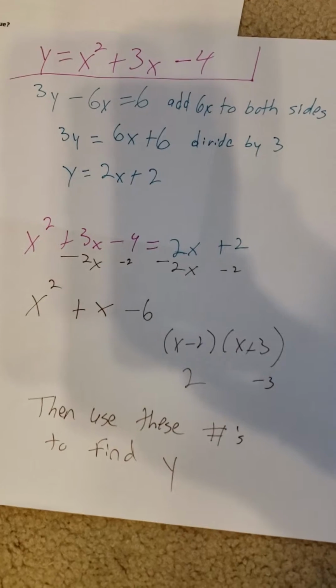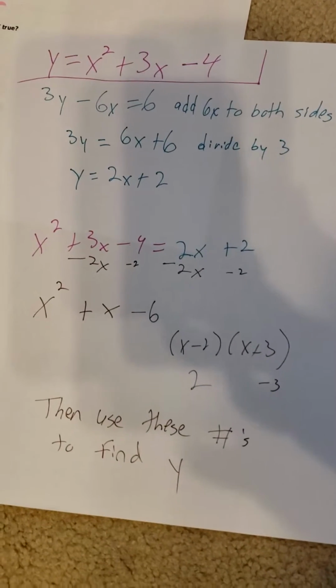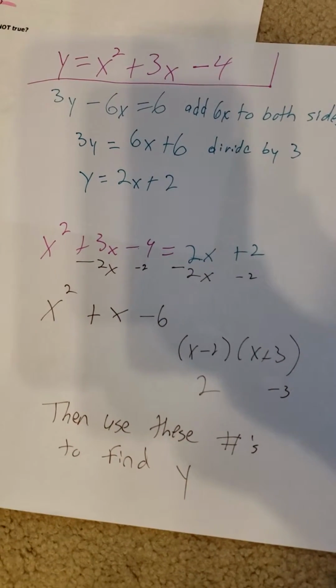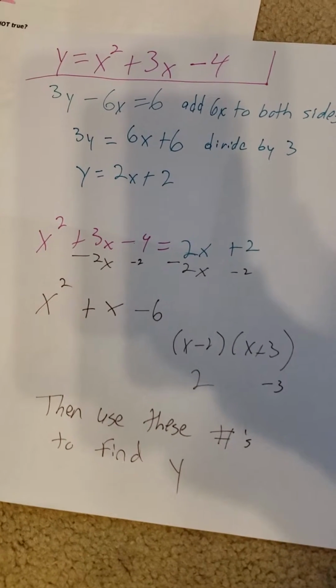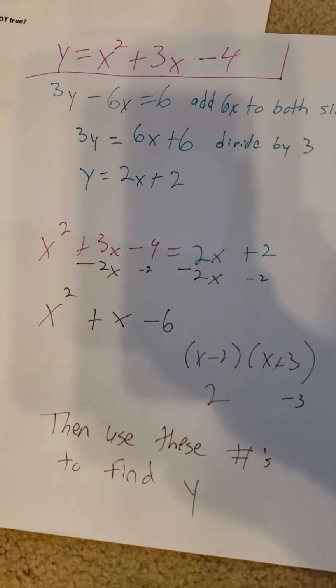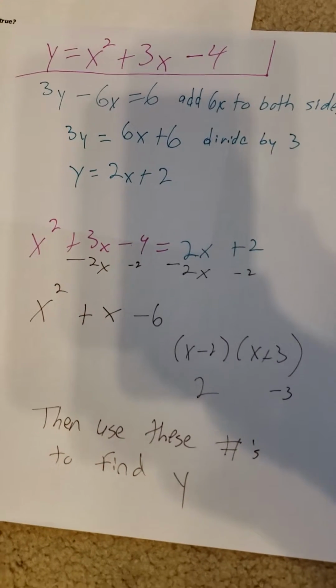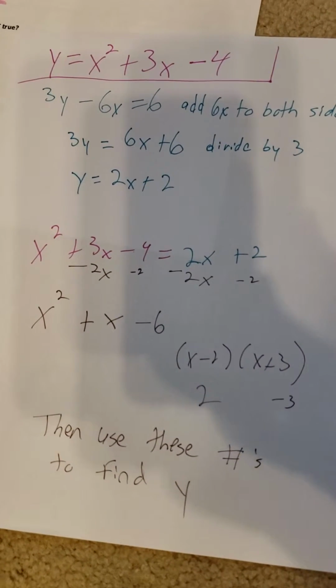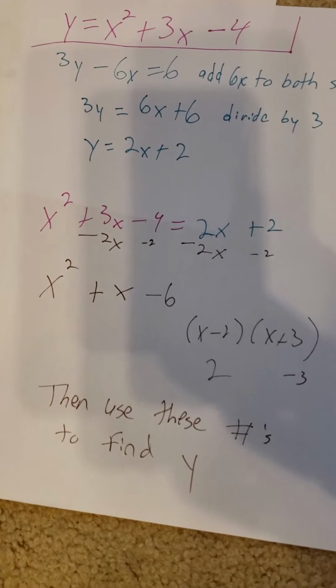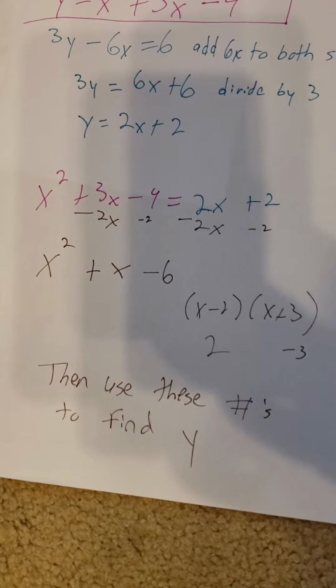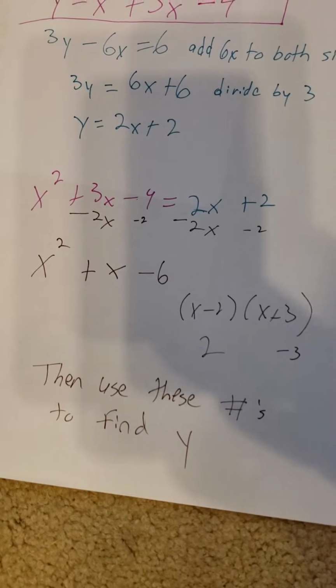Now we're going to take our other equation, which is x squared plus 3x minus 4 equals 2x plus 2. We're then going to subtract 2x from both sides and 2 from both sides. That will give us x squared plus x minus 6.